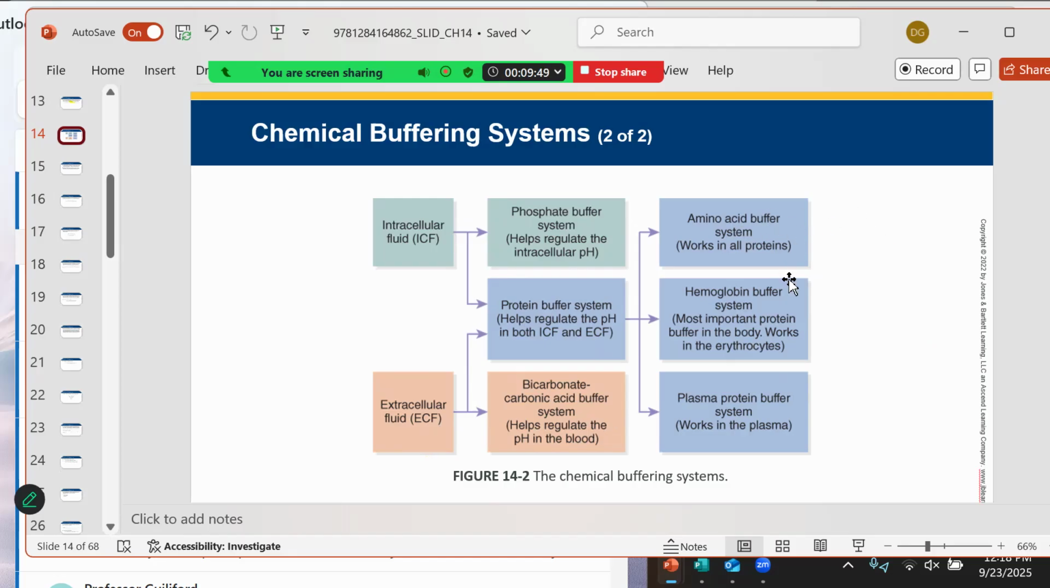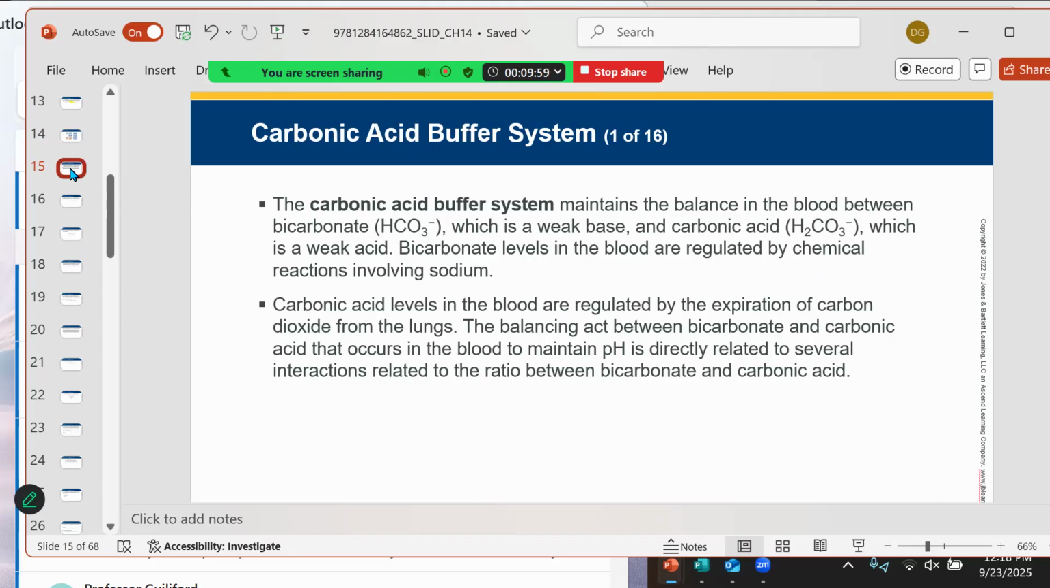Amino acid buffer works on all proteins, hemoglobin buffering system, and the plasma protein buffering system. They all work together.